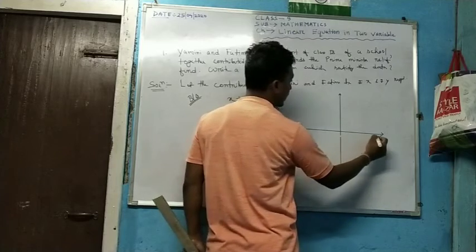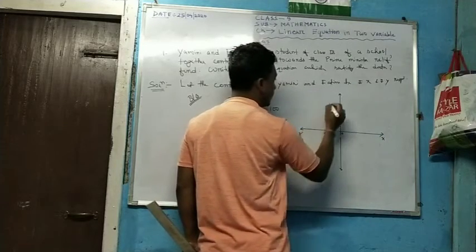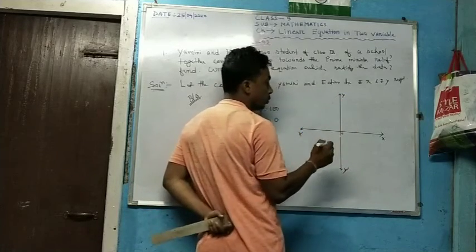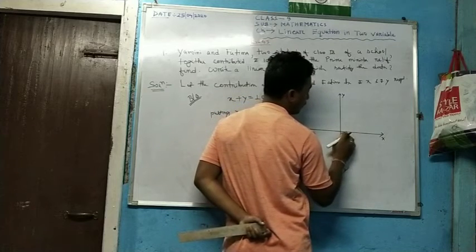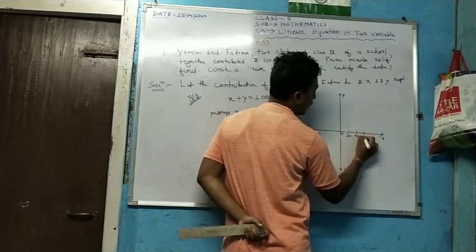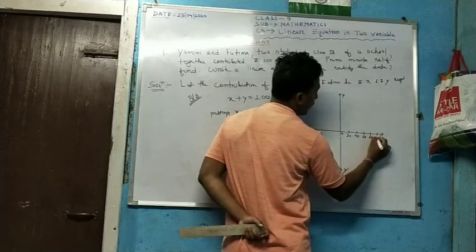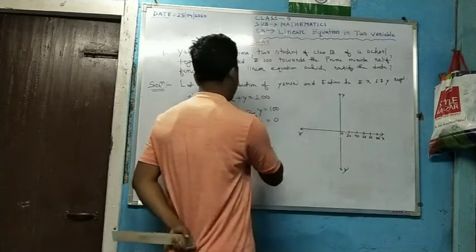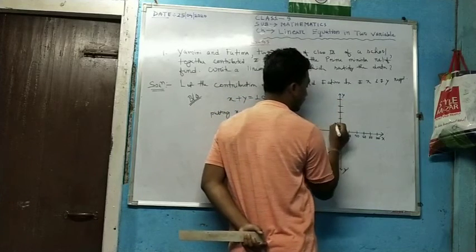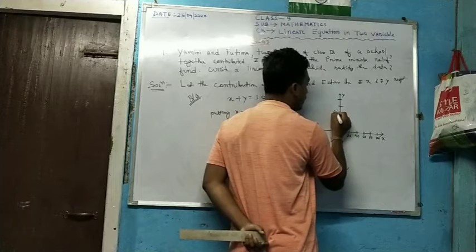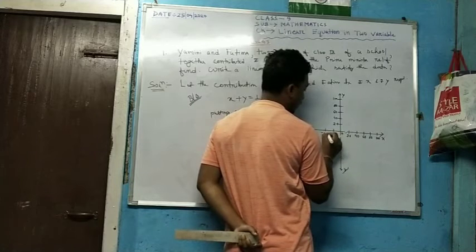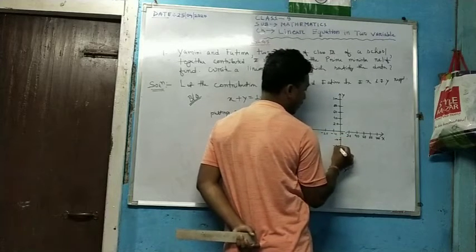The horizontal line is the x-axis, x o x dash, and the vertical line is y o y dash. Let us take 1 unit as 20: 20, 40, 60, 80, 100. Since the values are positive, I will take the positive direction only. 20, 40, 60, 80, 100. Minus 10, minus 20.